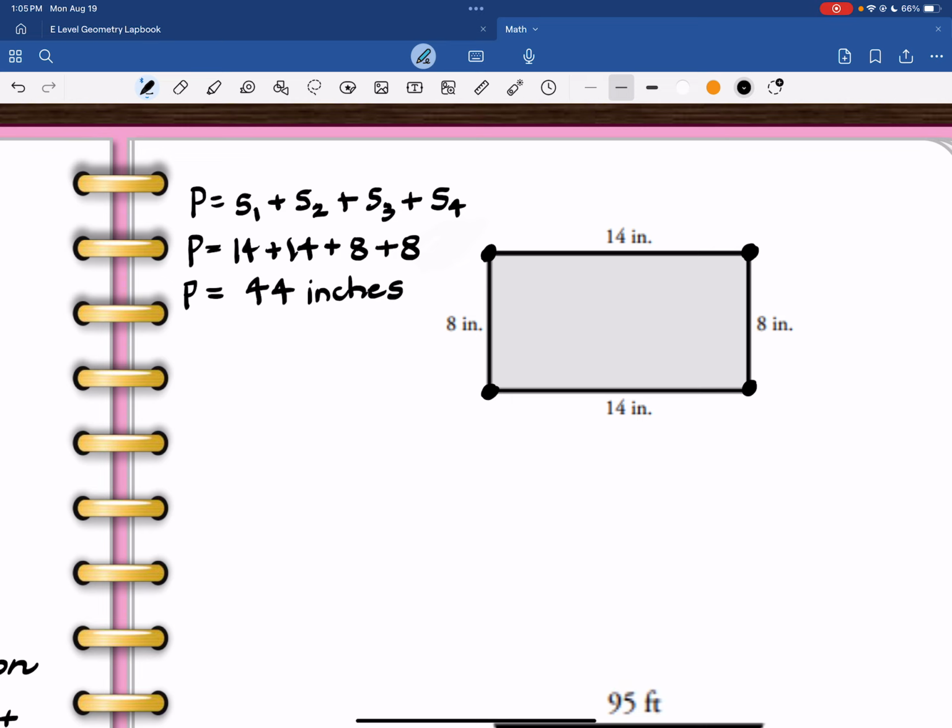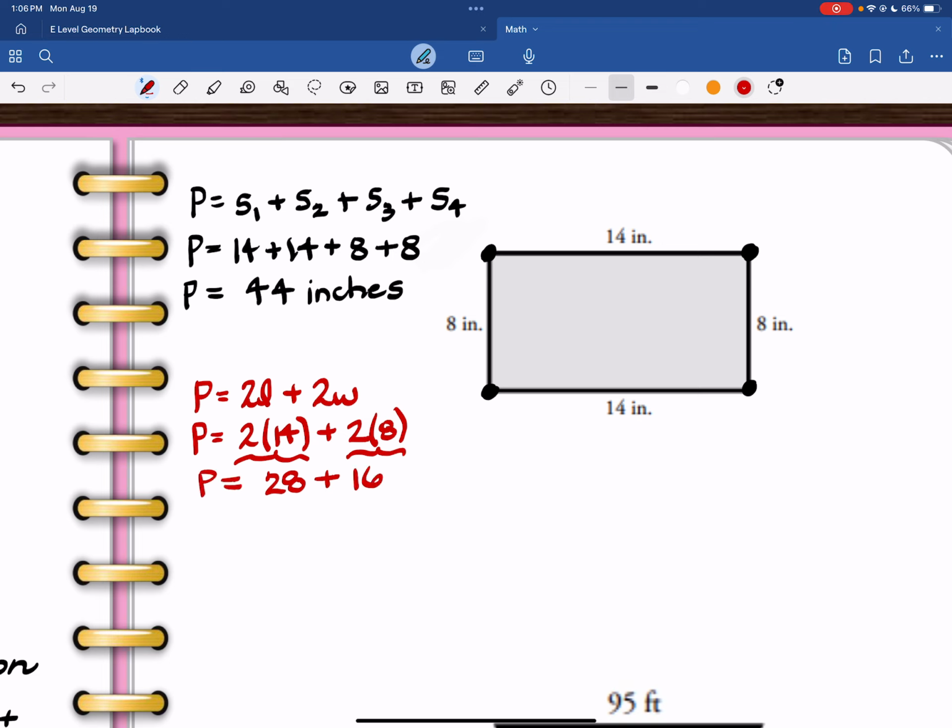Here is another way to do this one, and you can use either way that you prefer. Perimeter of any rectangle is 2 times the long side plus 2 of the wide sides. So we could say 2 times 14 and 2 times 8. 2 times 14 is 28. 2 times 8 is 16. So the perimeter is 28 and 16, and that is 44 inches.